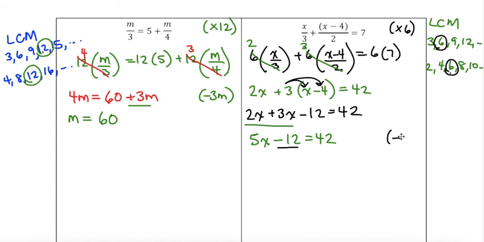The opposite of adding negative 12 is adding positive 12. So I'm going to add 12 to both sides. So I have 5x, negative 12 plus 12 is 0, and 42 plus 12 is 54. And then from here, I want to get rid of the coefficient in front of the variable. The opposite of multiplying by 5 is dividing by 5. 5 divided by 5 is 1, so I'm left with 1x, or just x. And this is where it's not going to work out nicely, so I'll take a look at my calculator. 54 divided by 5 is 10.8.